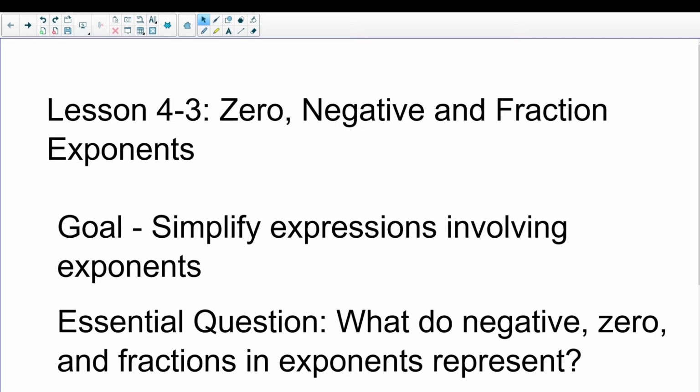These are three little odd things that come up when we're talking about exponents. We need to look at them and know what they mean. They're not as intuitive as you might think. So we'll talk about these three things. Our central question is what do these things represent?